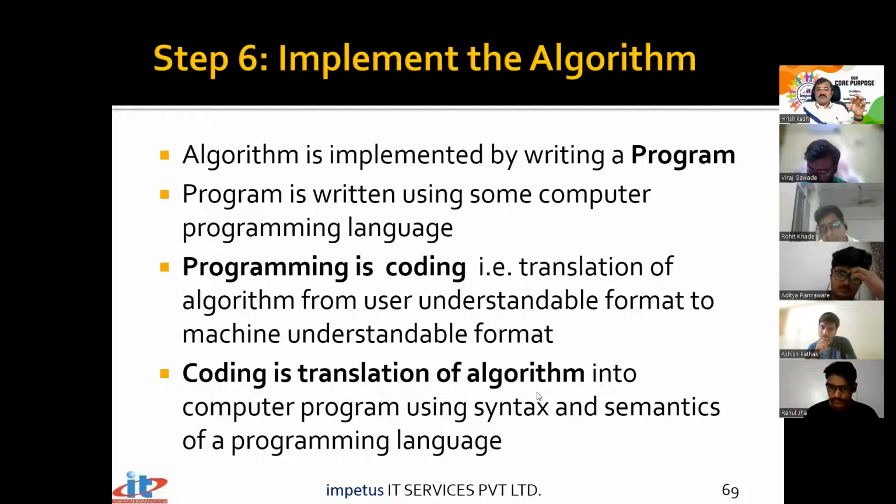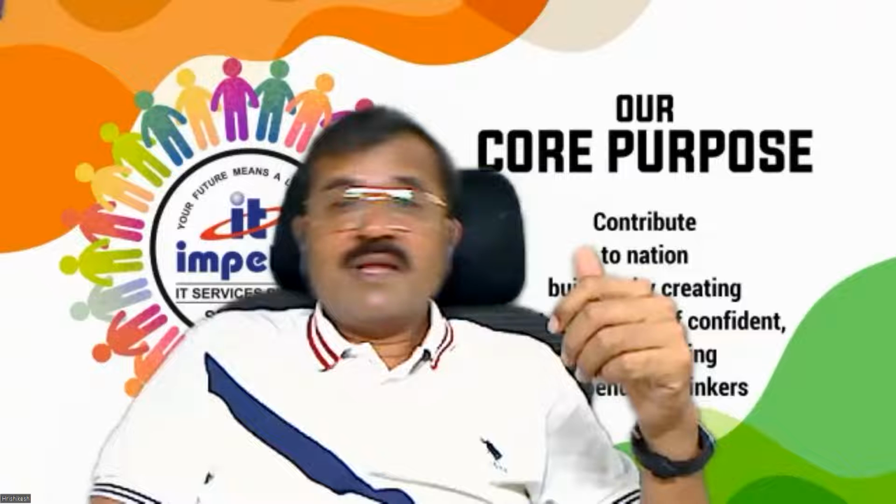Syntax are rules, like grammar, and semantics is like the words, the vocabulary that the language provides. Using the rules and regulations of that language, we will translate the algorithm into a computer program. So that was the implementation of the algorithm. Now that you have implemented the algorithm, what should you do next?